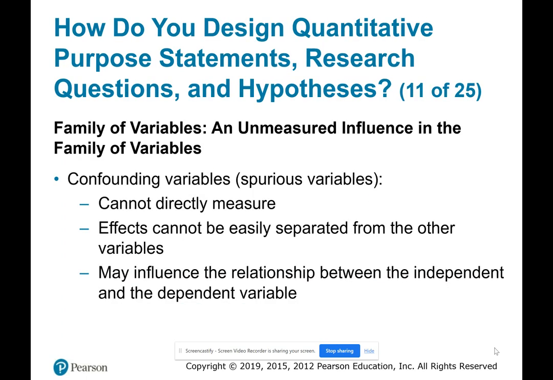Confounding variables, also called spurious variables, are attributes or characteristics that the researcher cannot directly measure because their effects cannot be easily separated from those of other variables. Even though they may influence the relation between the independent and dependent variable, if you can measure a confounding variable, well, then it becomes a control variable and we can statistically control for it.